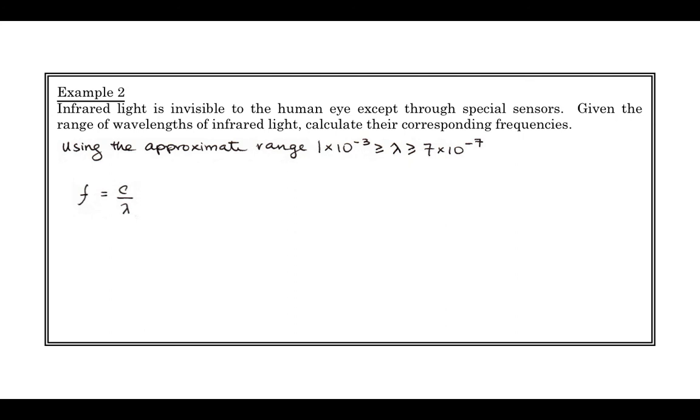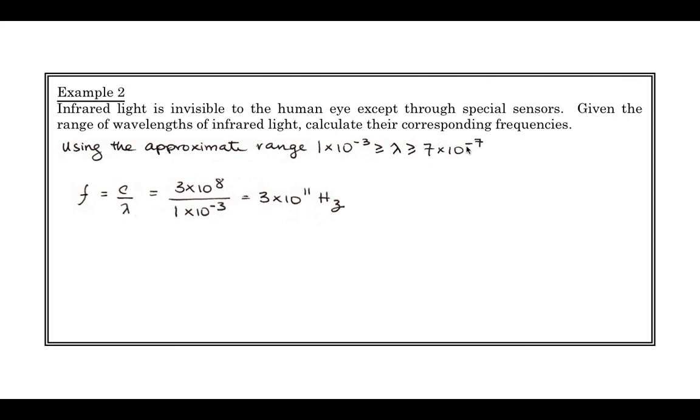Frequency is equal to the speed of light, c, divided by lambda. Okay, so you'll notice that we've stopped writing f is equal to v over lambda because we know that this is a special velocity. It's the speed of light, so it's always going to have the same value. So we get 3 times 10 to the 8th, and we divide that by 1 times 10 to the minus 3, and we get 3 times 10 to the 11th hertz. So that's for this one down here.